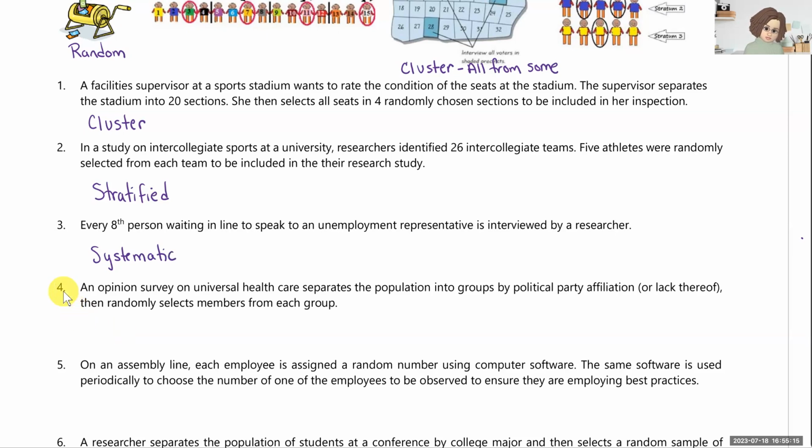All right, number 4, an opinion survey on universal health care separates the population into groups by political party affiliation or lack thereof, then randomly selects members from each group. So again, no group would be left out. It's some from each. That is our stratified sample.